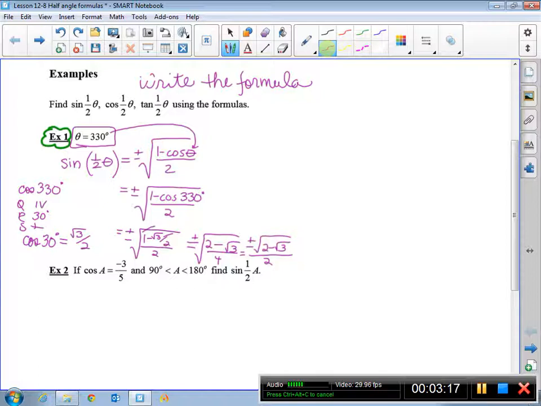So now the question becomes, is it positive or is it negative? So what were we really looking at if we were doing half of 330? We were finding the sine of 165. That's half of 330. That's in quadrant 2 where sine is positive. So I'm going to choose positive here, not negative. So it's positive. Square root of 2 minus the square root of 3, all under the radical, all over 2.